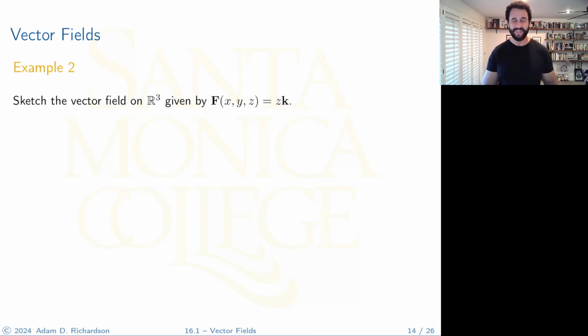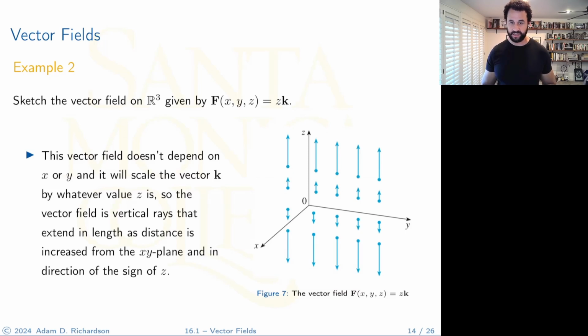ZK. So for every point in three-dimensional space, the vector that you're going to associate with that point is just zk. So x and y don't appear here. x and y are not going to affect the vector field. The only thing that's going to affect the vector field is the z coordinate of the point. And what it's going to do is take that z coordinate and scale the k direction vector by that amount, right? So here's what it looks like.